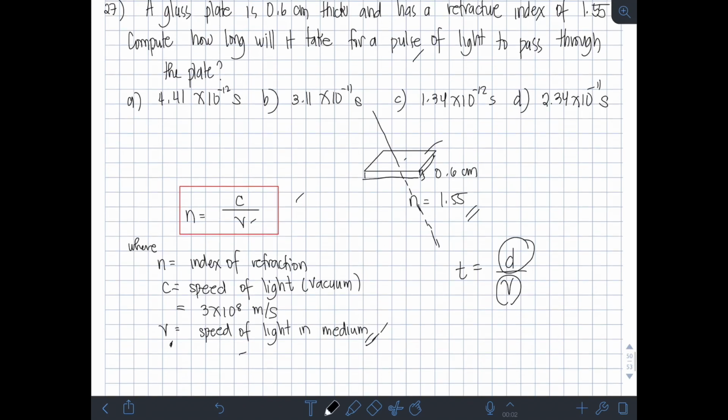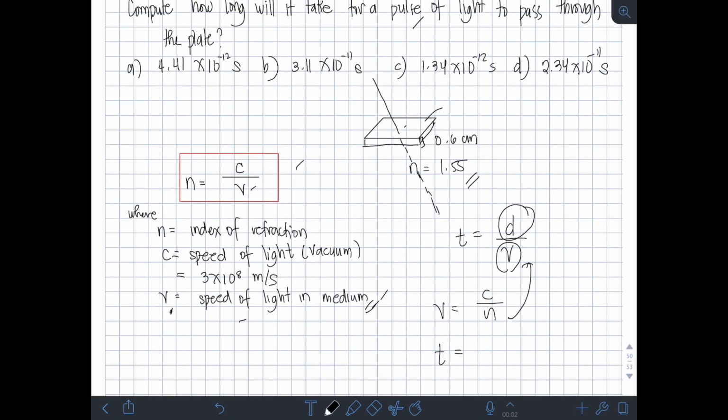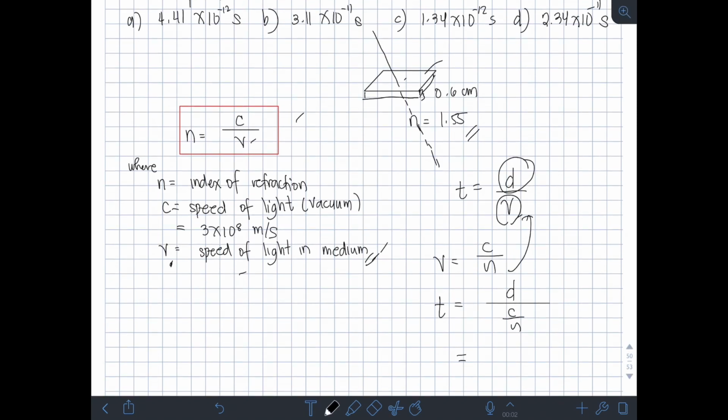So, we can get V from our formula n equals c over v. So, V is equal to what? C over n. So, if we substitute now, T is equal to D over V, which is C over n. Given that everything is known, we can just substitute.